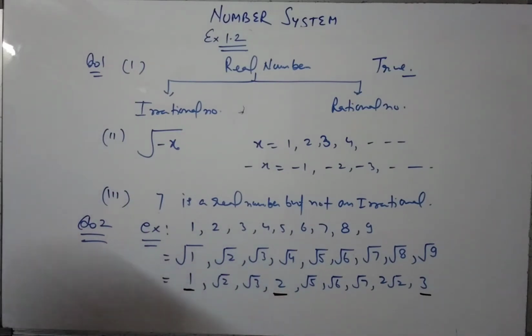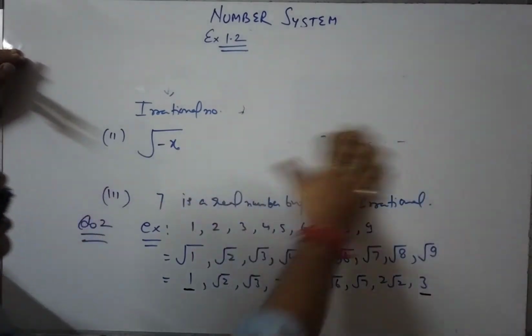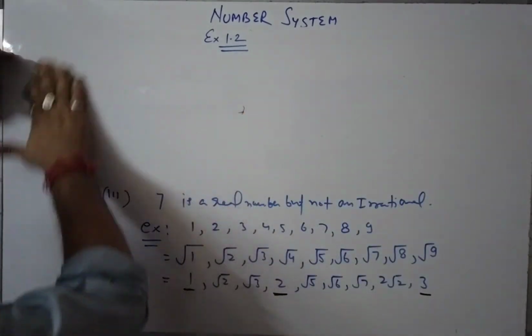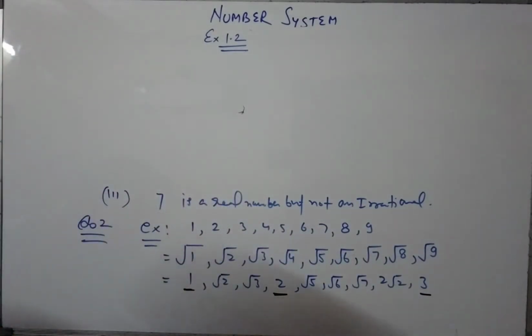And in question number 3, you will find a procedural method by which you can represent an irrational number on a number line. Actually, this method is considered the square root spiral.